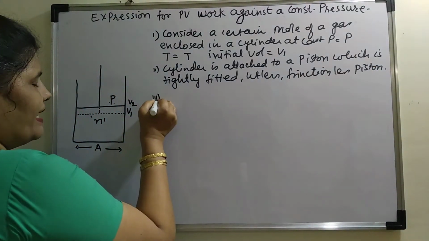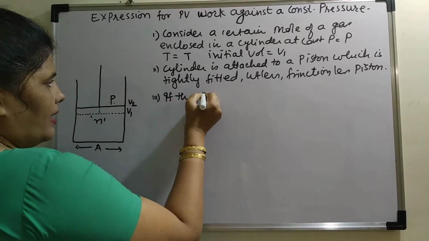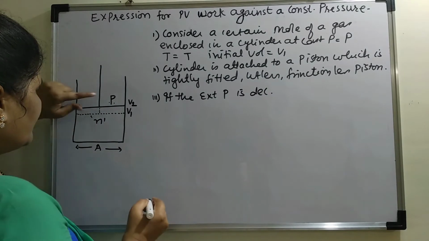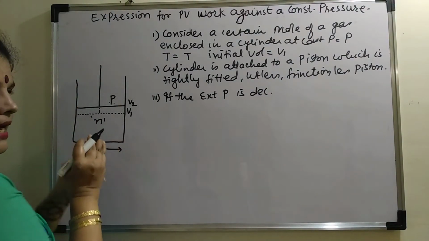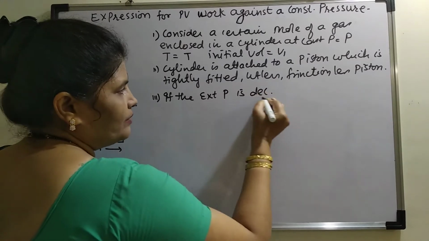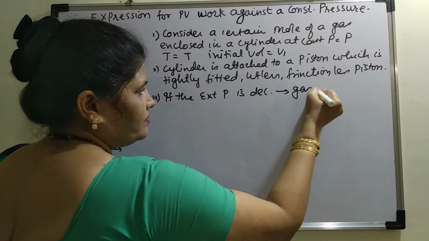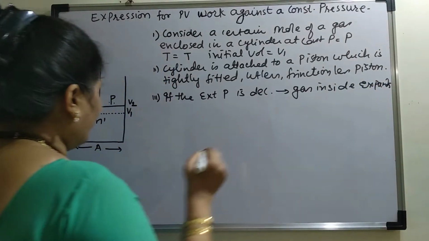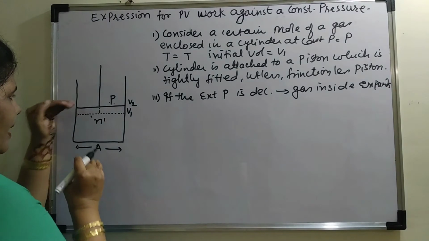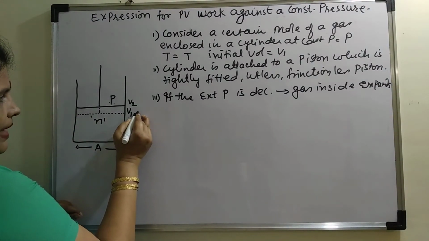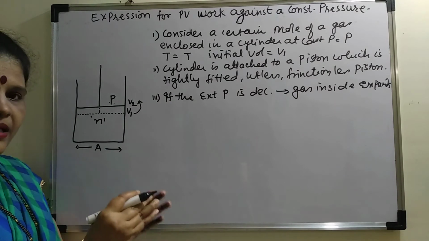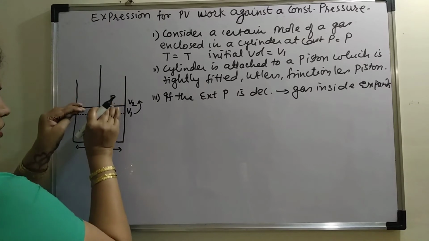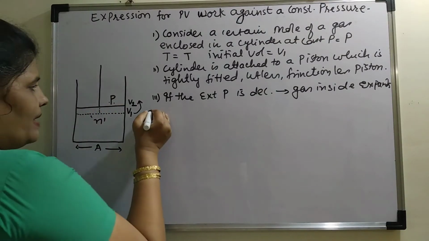Now, the third and very important point: if the external pressure is decreased, what will happen? The gas inside will expand. When it expands, the piston will move up, that is, the volume will change from V1 to V2. It means that when the gas expands, the pressure inside is opposing the pressure applied onto the gas. So, what will be the work here?